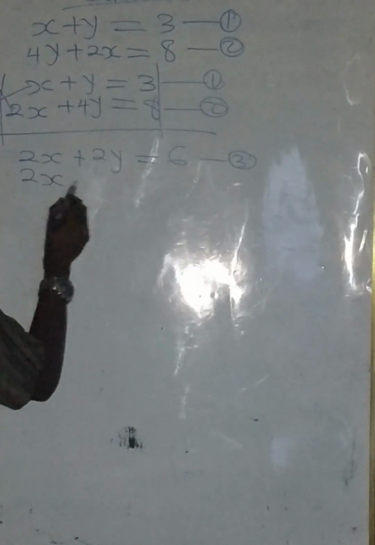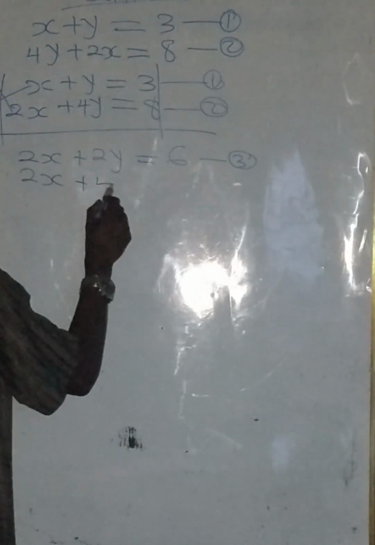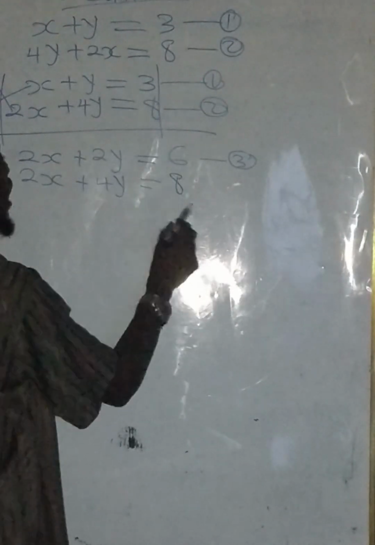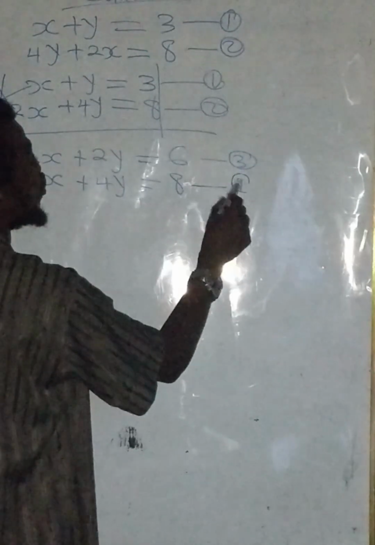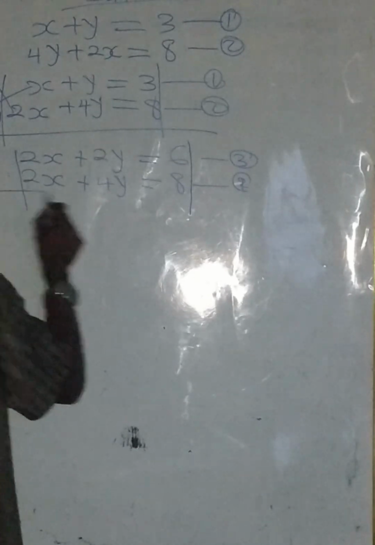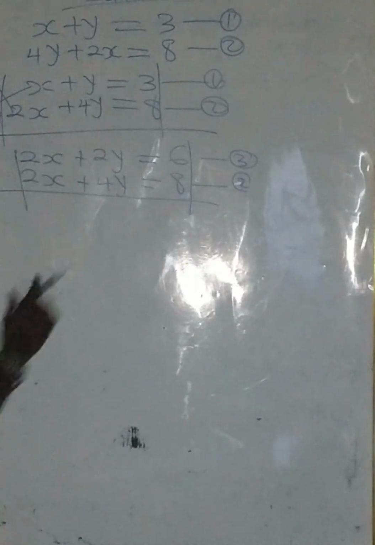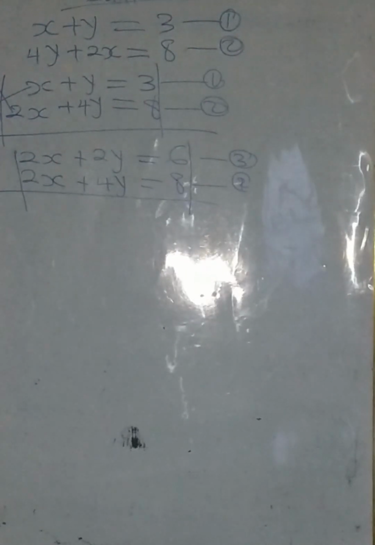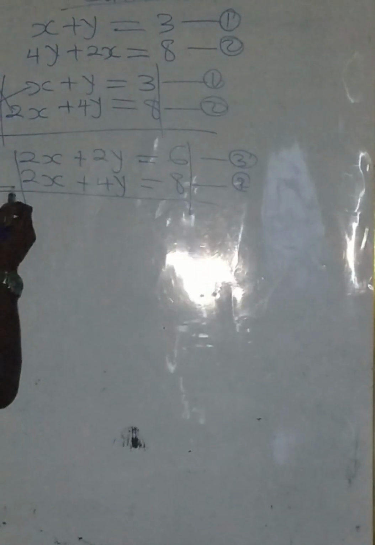Now again, 1 times 2x is 2x, plus 1 times 4y is 4y, equal to 1 times 8, which is 8. This is the same as equation 2. Now, you have to eliminate x. What is the sign here? Plus. And here? Positive as well. Same sign, so what do we do?